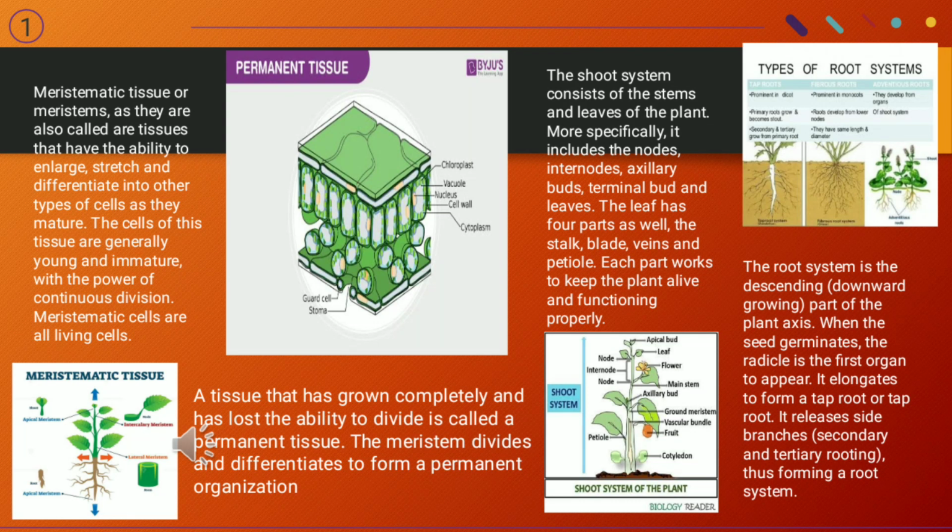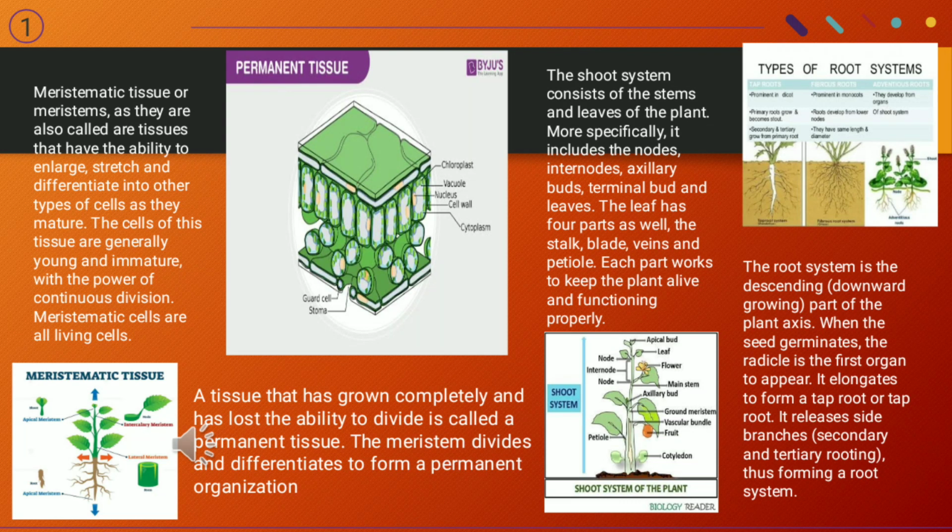Next is the permanent tissue. Permanent tissue is one that has evolved fully and has lost the ability to divide. To form a permanent tissue, the meristem divides and differentiates.